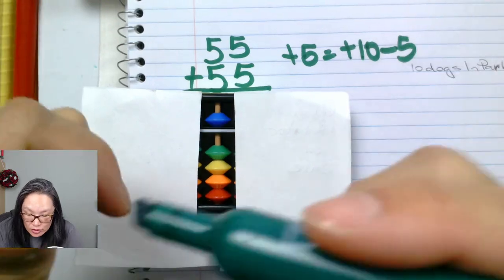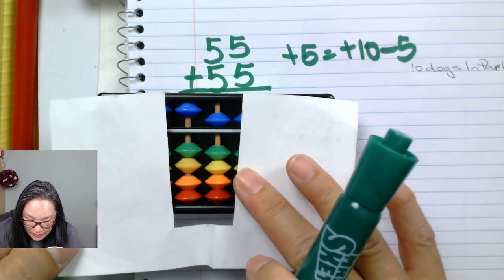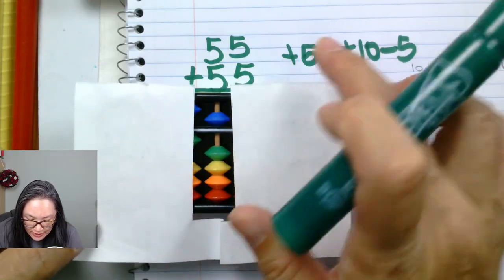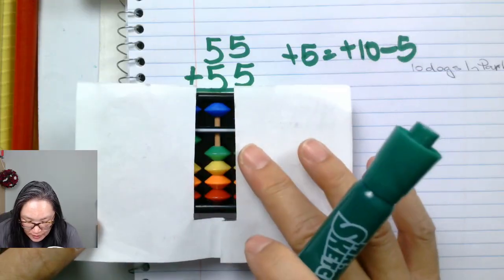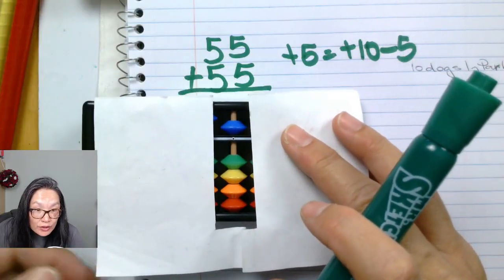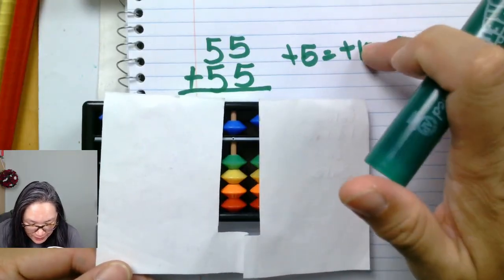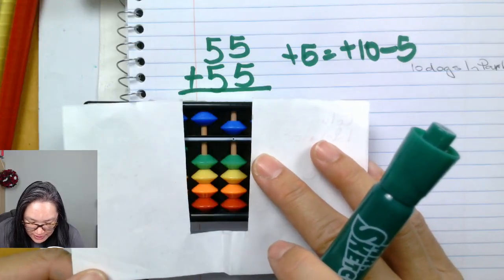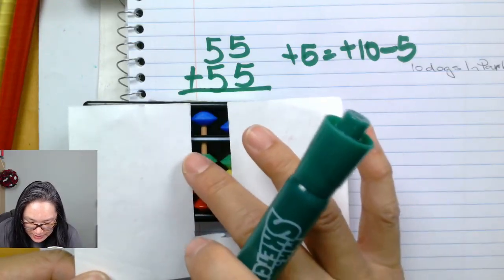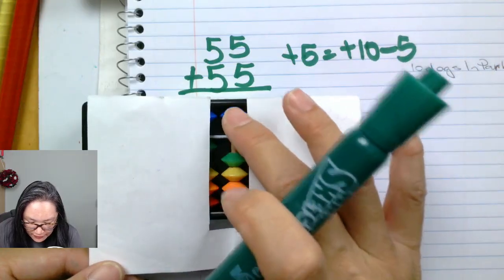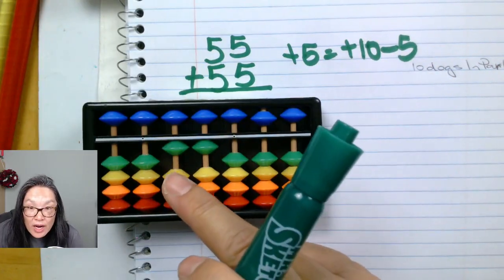So what I'm going to do is plus the 10, 1, 0, and then minus the 5. Now I'm here, and I need to plus the 5 again. I do the same: plus the 5 equals plus the 10 minus the 5. Plus the 10, 1, 0, and then minus the 5. So my final answer is 110.